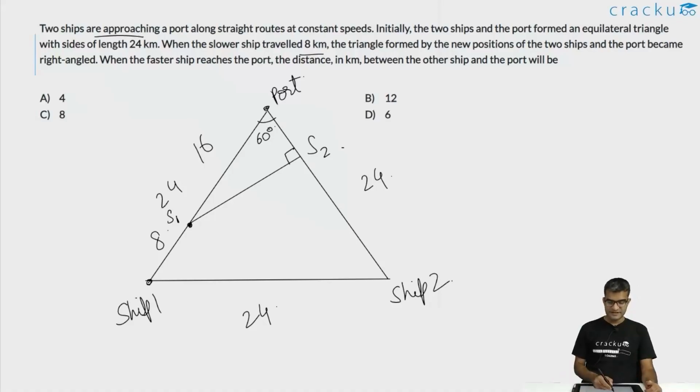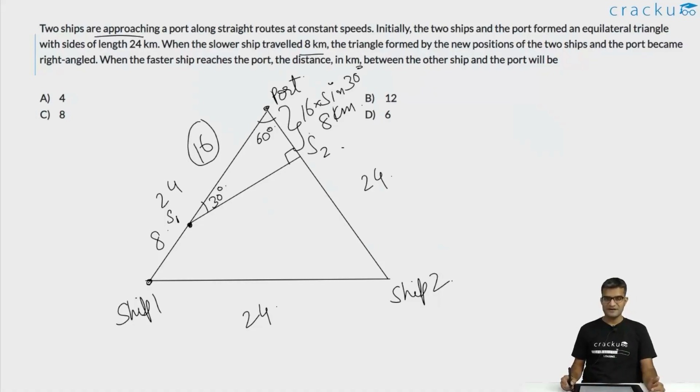We know that one of the angles is 60 degrees. This is the same as the angle of the original equilateral triangle. The other one is 90 degrees. So this will be 30 degrees. So this would tell us that the distance of the second ship from the port can be easily calculated. 16 is the hypotenuse of this right angle triangle, so this will be 16 into sine 30. Sine 30 is equal to 1 by 2. So this is equal to 8 kilometers, or the distance that the second ship has traveled till now is 16 kilometers.